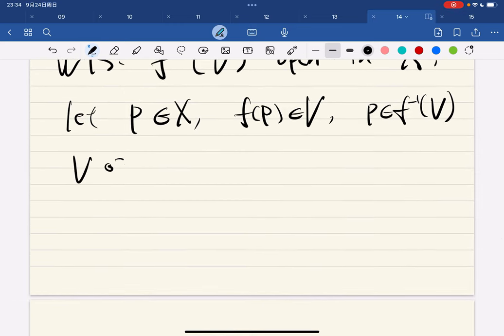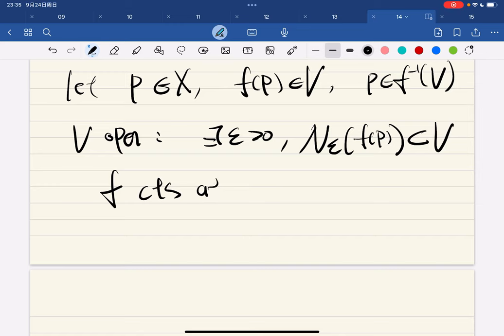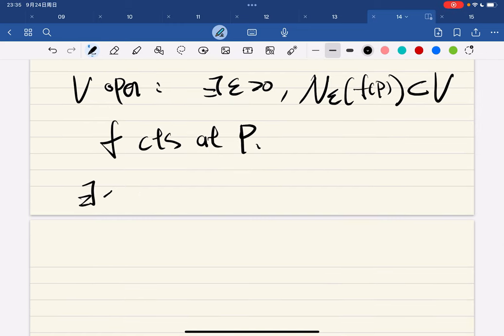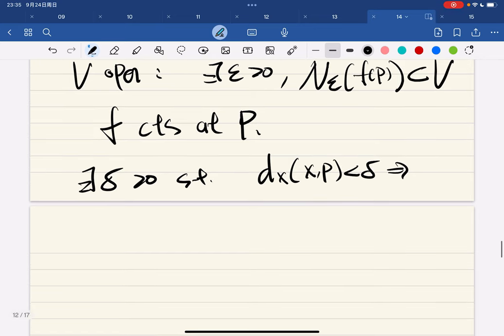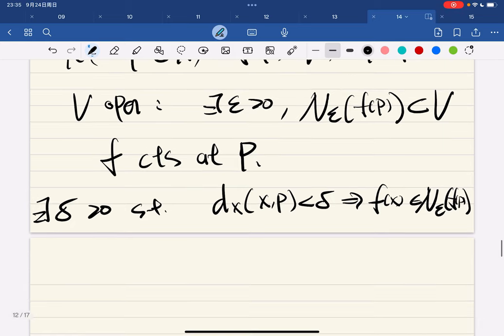Okay, so V is open. That means that there exists epsilon such that the epsilon neighborhood around f(p) is a subset of V. While f is continuous at p, which means that there exists delta such that d(x, p) less than delta gives f(x) is in the epsilon neighborhood of f(p). Because for this epsilon there is a delta, because it's continuous at p.